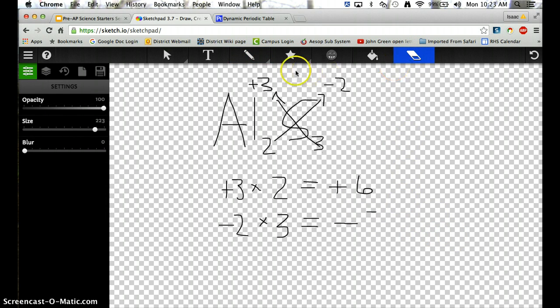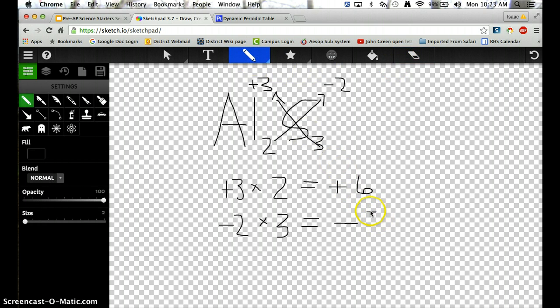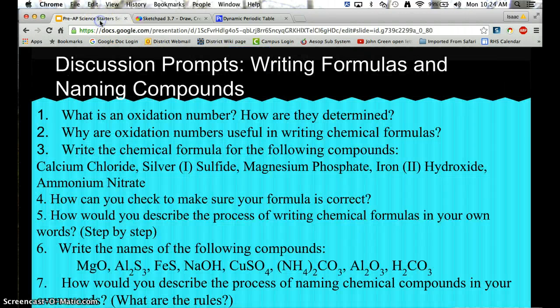We're going to get -6 down here. Okay. So now, do these two numbers equal 0 when we add them together? Yes, they do. So this is how you can check to see if your formula is right. If the oxidation number times the subscript of the first element plus the oxidation number times the subscript of the second element, if those two equal 0, then you know your formula is correct. So you can always check your formula to make sure that it's right.